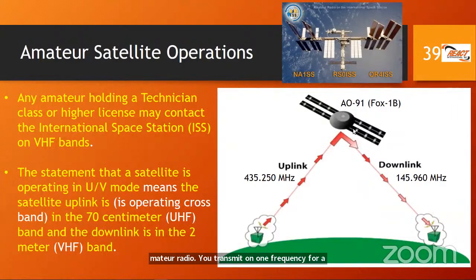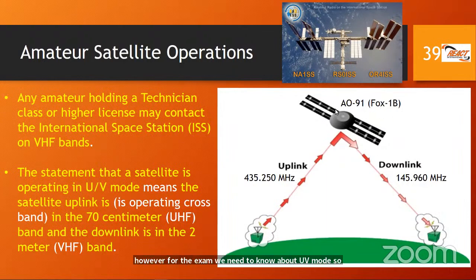But for the space station or the amateur satellite operation, it's crossband, meaning that you're transmitting on one band. It can be VHF or it could be UHF, and you receive on the other band. So the mode that we refer to when we're doing that, if the uplink is UHF and the downlink is VHF, it's called the UV mode. If it's the reverse, where the uplink is VHF and the downlink is UHF, it will be called VU mode. However, for the exam, we need to know about UV mode.